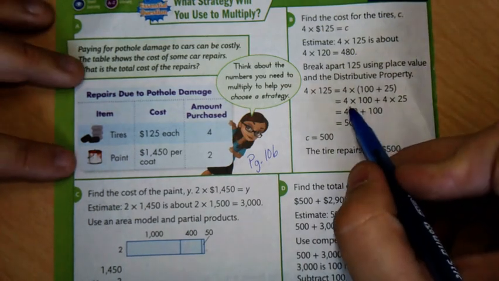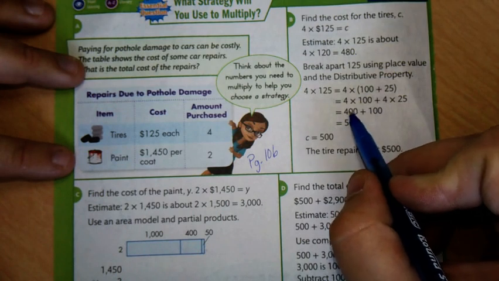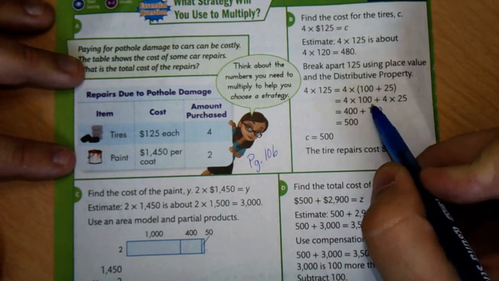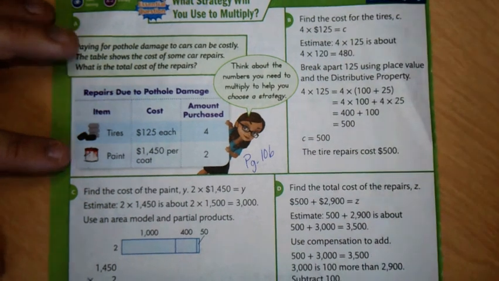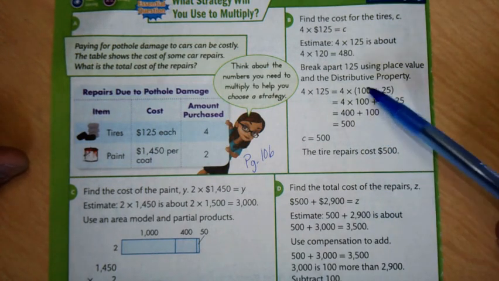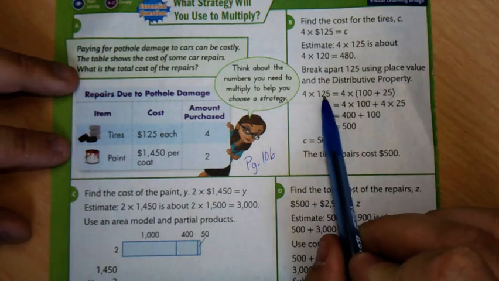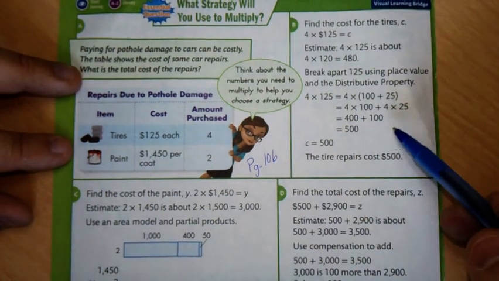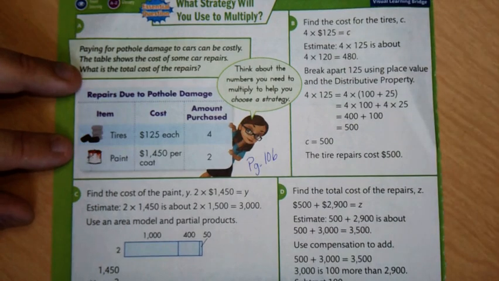And then what I can say is, well, 4 times 100 is 400, and 4 times 25 is 100, and then I can add all those together. The distributive property tells me that I can break apart these place values and add them together at the end, which is kind of what we do when we do our partial products, which we're going to take a look at next. This works best when we've got numbers like 25 times 4 because that'll turn into some easy numbers for me.